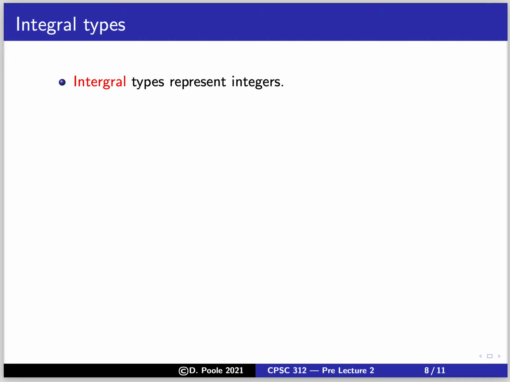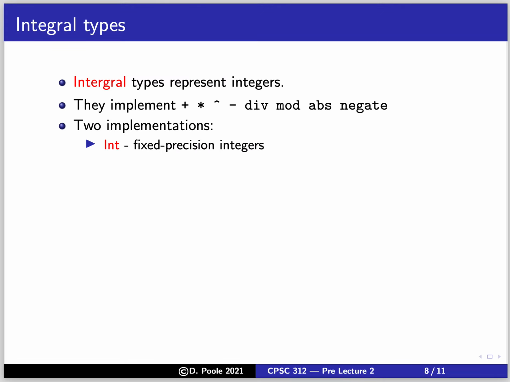Alright, so the other type is integral types that represent integers, and they implement plus, times, power, which is this up caret, minus, div, mod, the absolute value, and negate. Turns out there are two implementations of integral. There are the fixed precision integers, which is the same normal type that we get in Java or C. But there are also arbitrary precision integers, where the precision can be as big as the amount of memory you have in your computer. So you can have billions or trillions of significant digits.